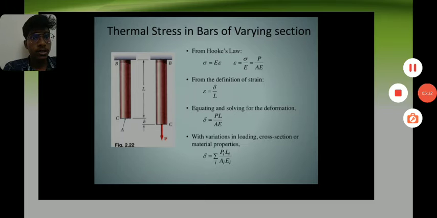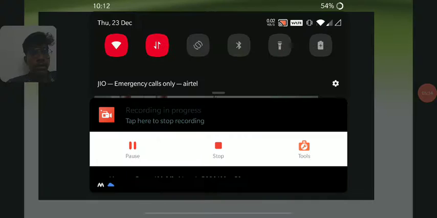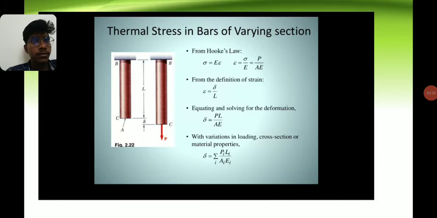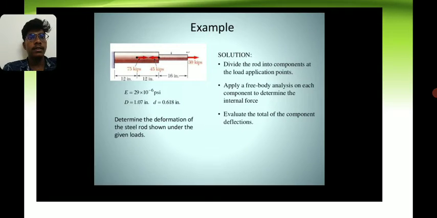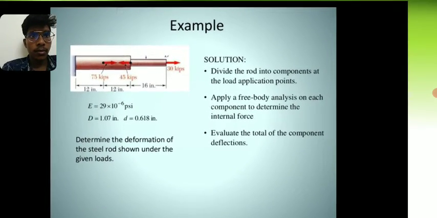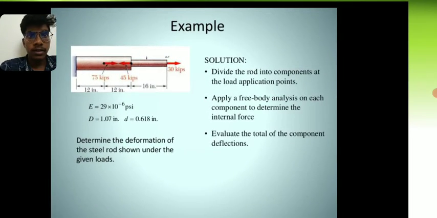With variation in loading, cross section or material properties, delta is equal to summation of Pi Li by Ai Ei. As we can see, there is an example regarding the thermal stress in the body. E is equal to 29 into 10 power 6 psi. We have to determine the deformation of a steel rod with the given loads.